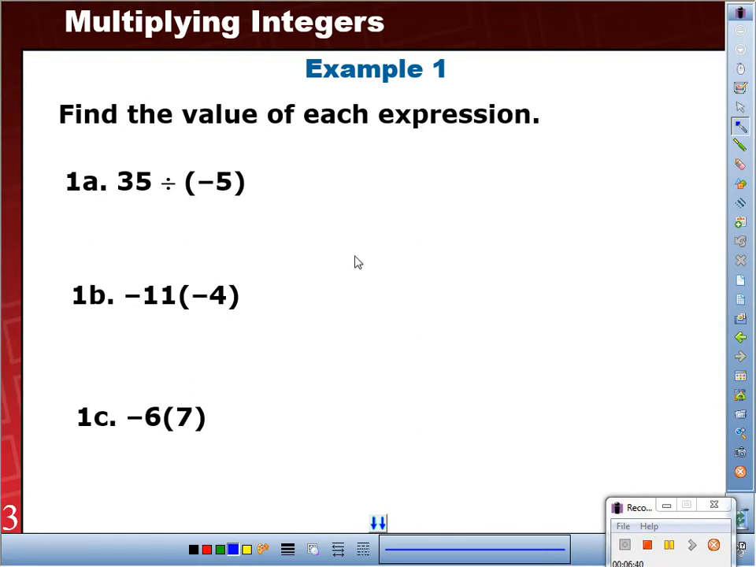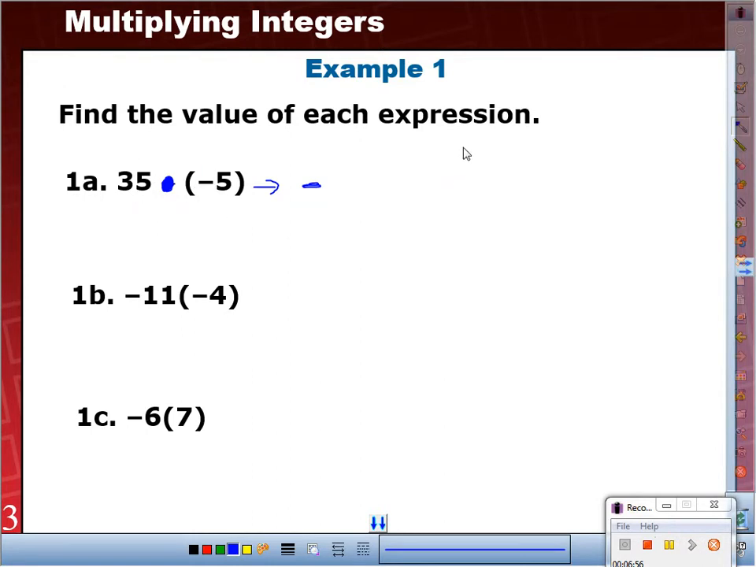So let's do the first one together. It's 35 times negative 5. Are these the same sign? No. So therefore the answer is a negative. We need to do that at the beginning. Don't leave it at the end, because then you're going to forget the signs. Does that make sense? Now we just multiply.